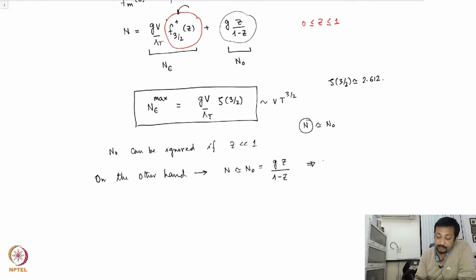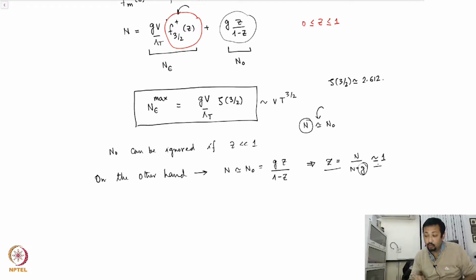This implies that Z is exactly N over N plus g. g is a tiny number compared to N, which is typically 10 to the power 23, and therefore you see this value is 1. So whenever this condition is satisfied, the number of particles in the ground state starts dominating the total number of particles in the system. Most of the particles have gone into the ground state, then you have actually hit the limit Z equal to 1.